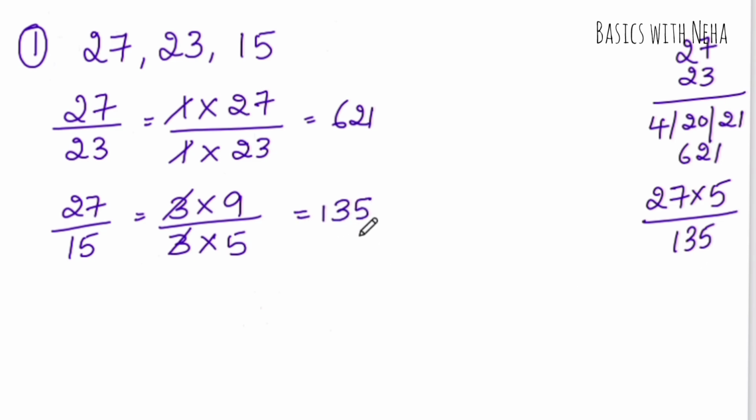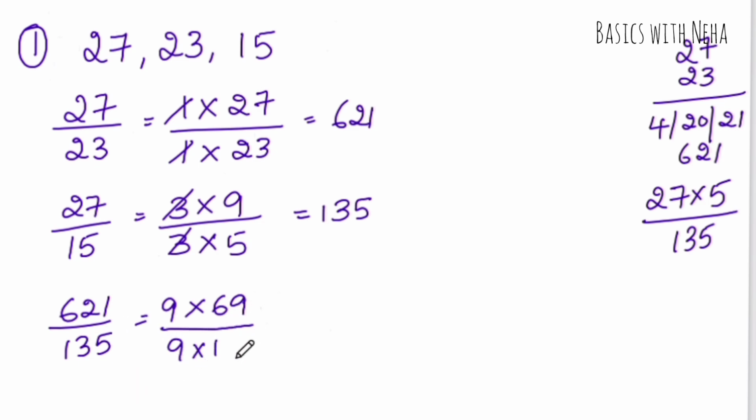Now we have to take the answers, that is 621 divided by 135. And we know that this goes in 9 times table. That is 9 times 69 will give me 621. Likewise, 9 times 15 will give me 135. I can cancel out the 9's, and 69 and 15 I can further do it with 3 times table. 23 3s is 69. 3 5's is 15.